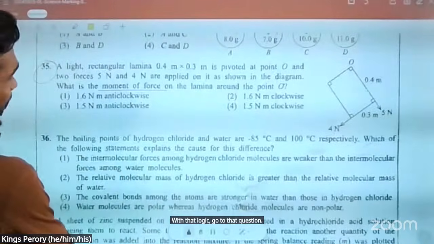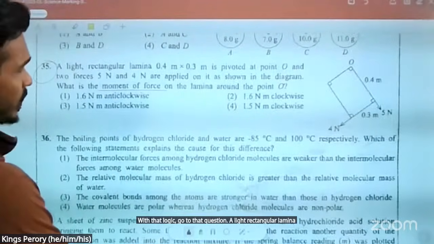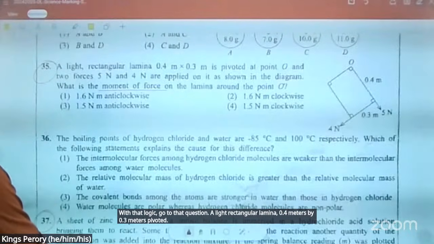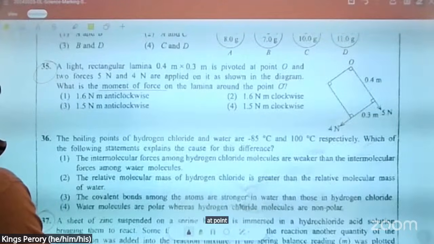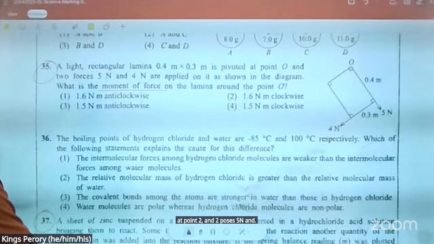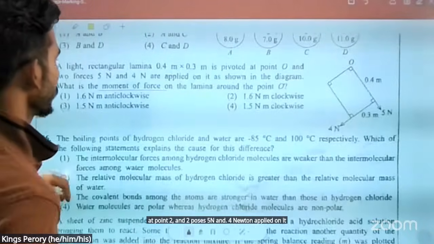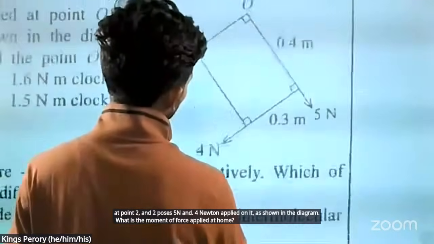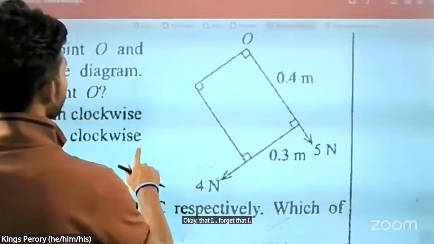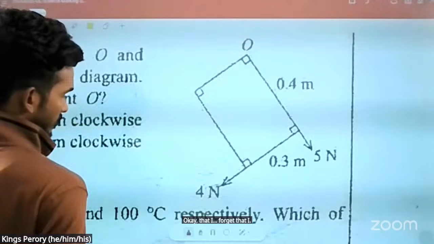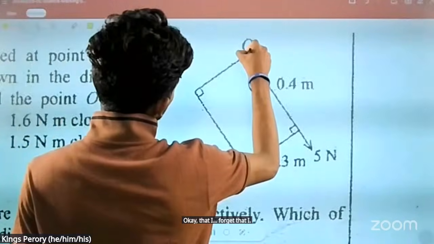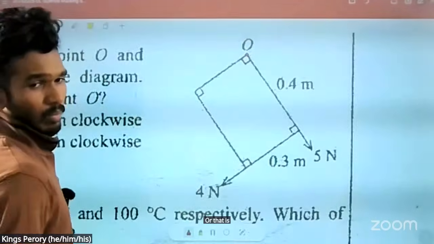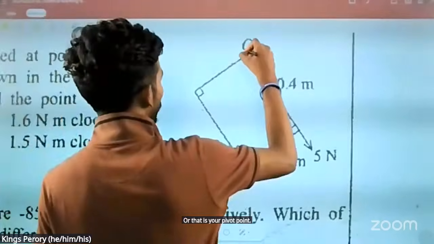A light rectangular lamina 0.4 meters by 0.3 meters is pivoted at point O and two forces, 5 Newton and 4 Newton, are applied on it as shown in the diagram. What is the moment of force applied at O? Look at the diagram. O is your pivot point.